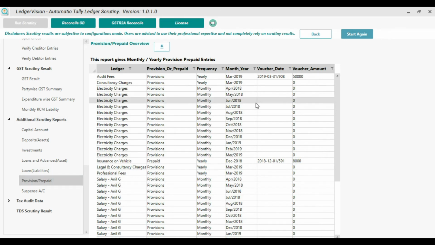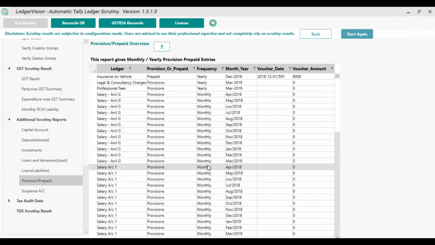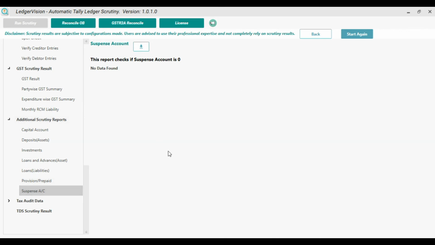This is the provision and prepaid list. You can decide the frequency of provision and prepaid entries, either monthly, quarterly, 6 monthly or yearly. If you are going for a yearly audit, you have to check the entry posted in the month of March. If the amount is 0, this means the entries are pending. So before finalizing the Tally company, you have to pass these prepaid and provision pending entries for the month of March. If at all anything is pending in suspense account, those entries will appear over here.